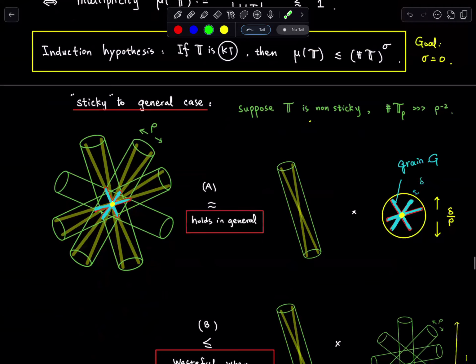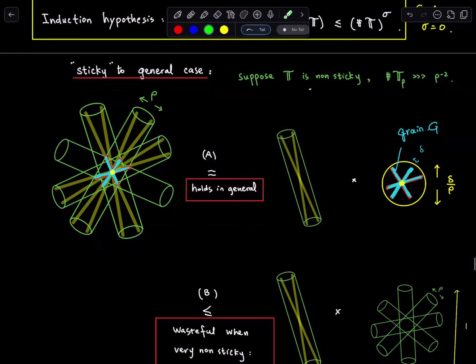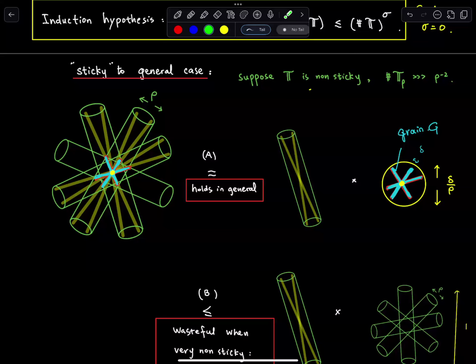We have seen this picture last time, but we are going to see it again. This is how to go from sticky to general case. So we assume that if the set of tubes is sticky, then we are done. So we assume it's not sticky.